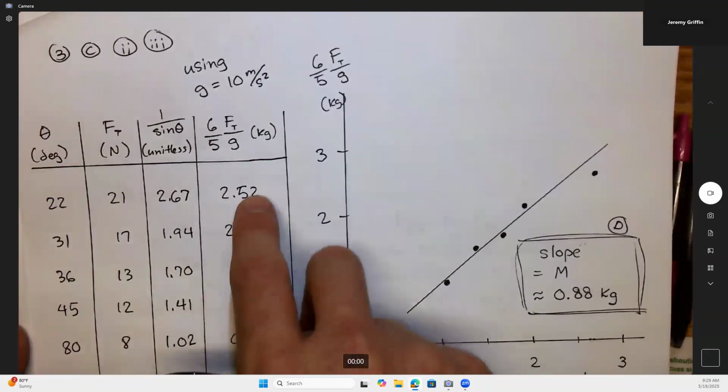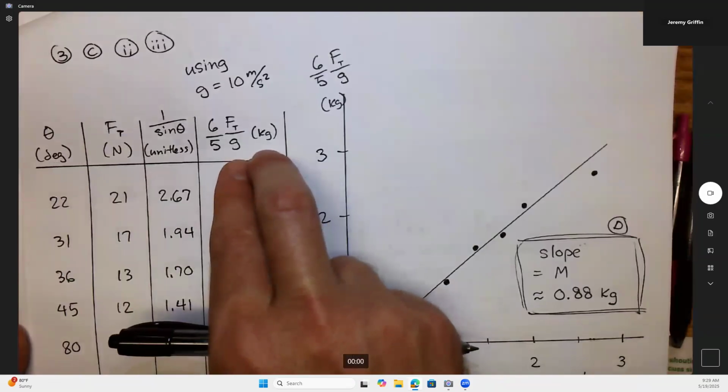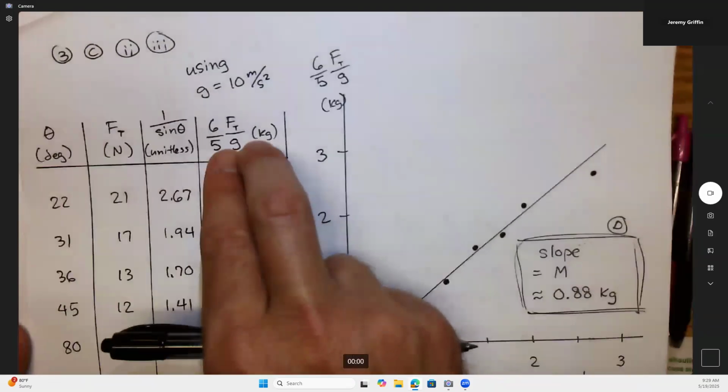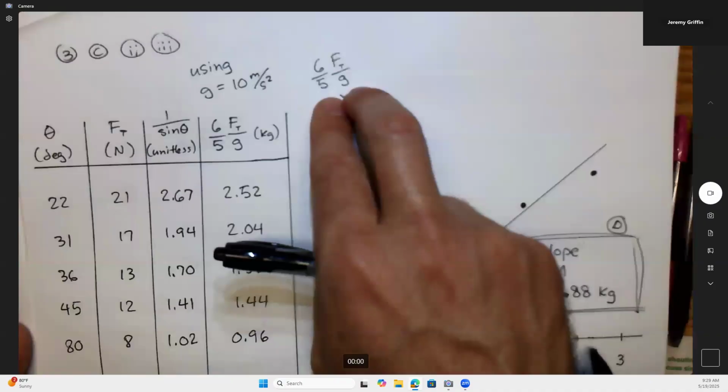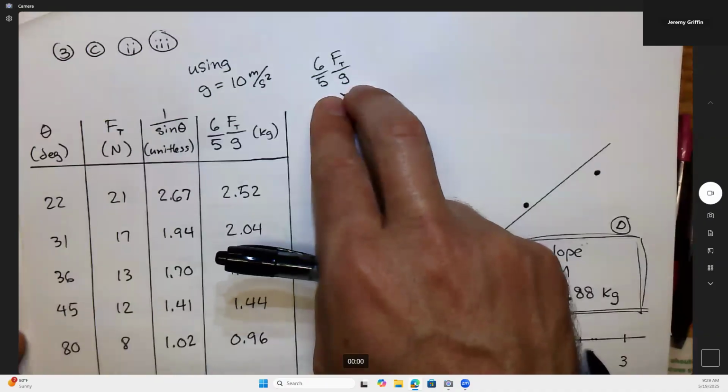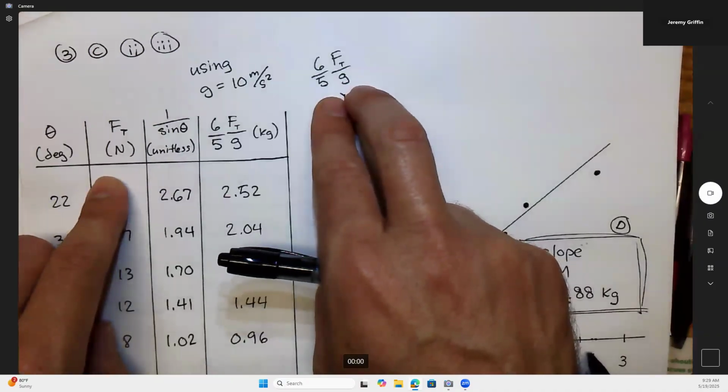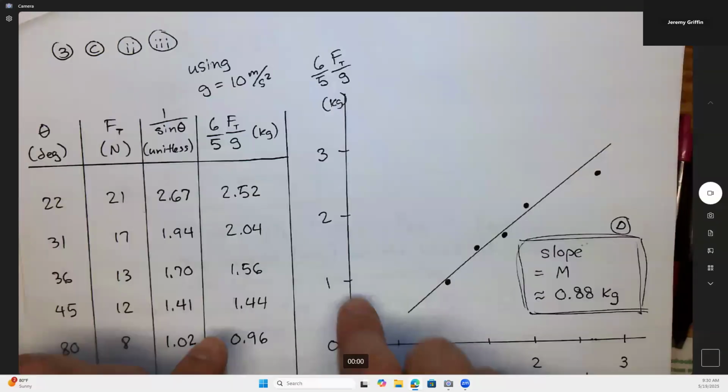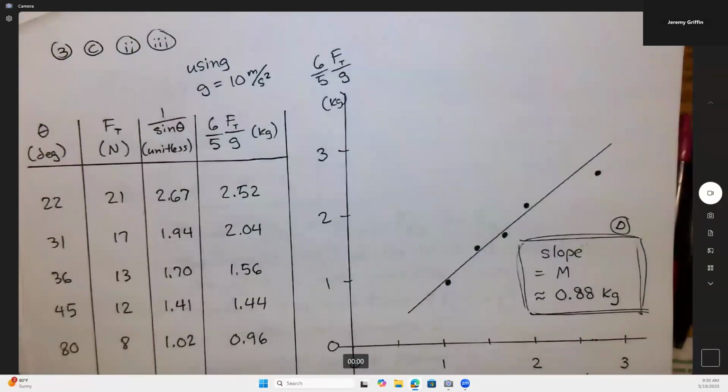Okay, see, all degrees. And then I took what I wanted to put on the vertical axis. You guys remember I have this really weird manipulated vertical axis? Yeah, you could have just done the tension. That would have been fine. I went with this manipulated version, so the slope is exactly the mass, and I'm done.